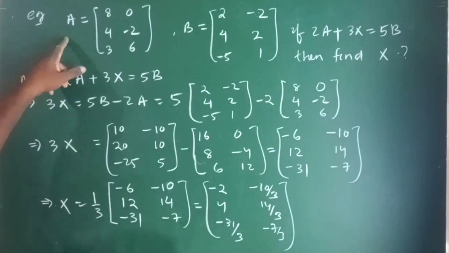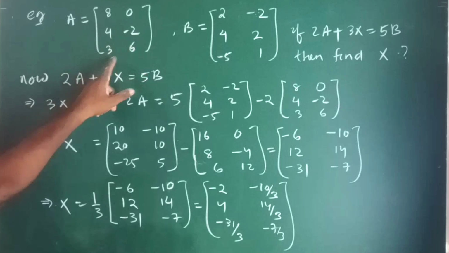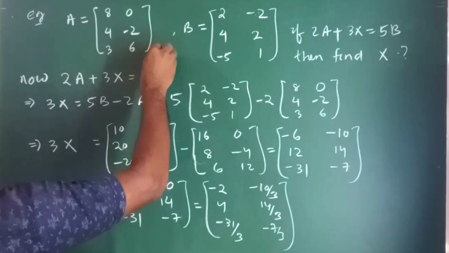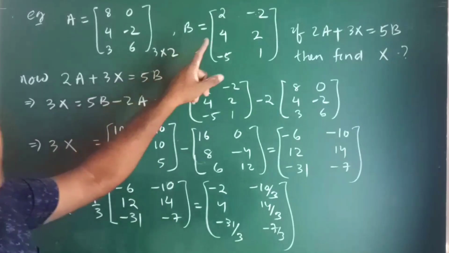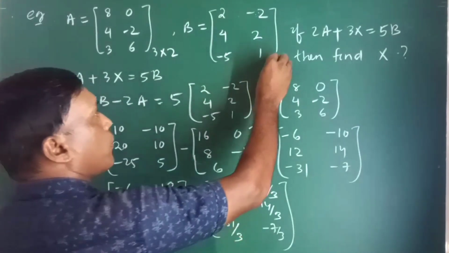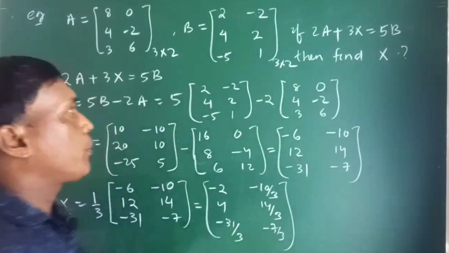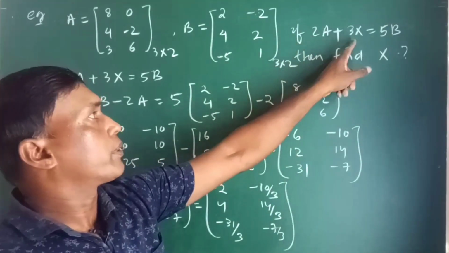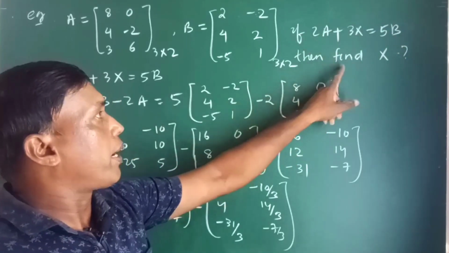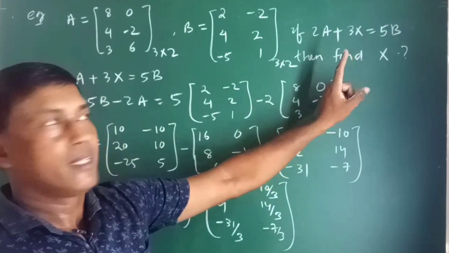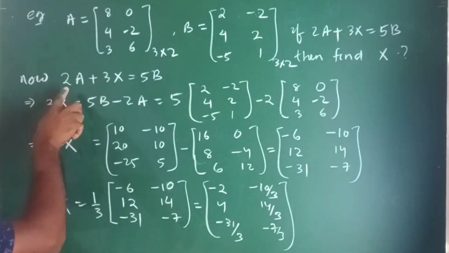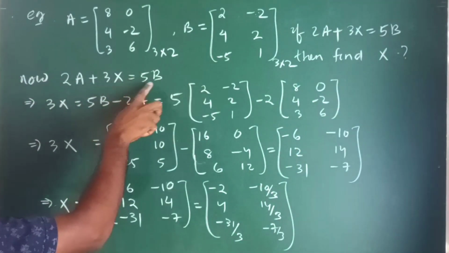Another question: A is 8, 0, 4, minus 2, 3, 6, a matrix of order 3 cross 2. B is the matrix 2, minus 2, 4, 2, minus 5, 1. This is of order 3 cross 2. Now the question is, if 2A plus 3X is equal to 5B, then find the value of matrix X. How can you find the matrix X? Now given 2A plus 3X is equal to 5B.